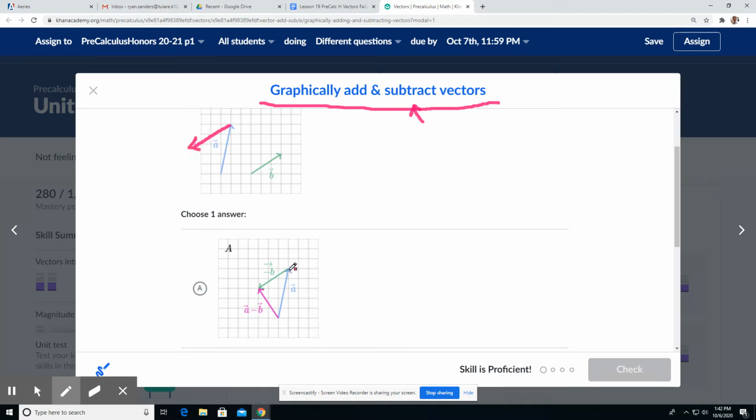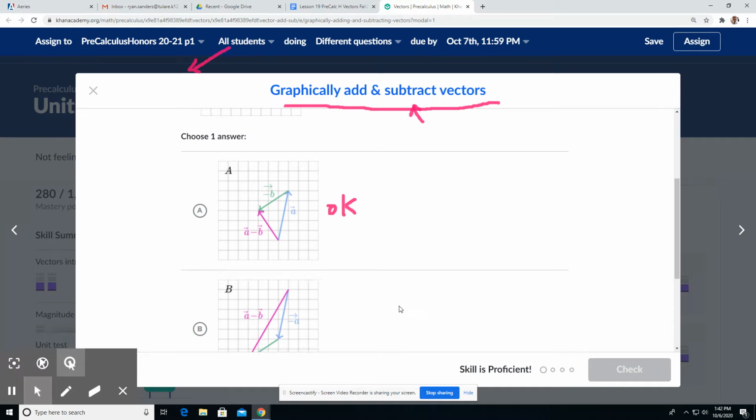We got A, and at the terminal end of A initiates negative B. And that looks like it does meet it, so I'm okay with that. Let's see what else we have.